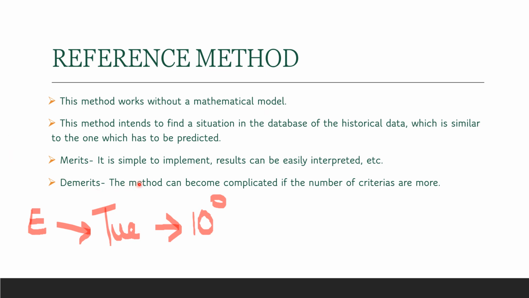The merit of this method is that it is very simple to implement. The results can be easily implemented. The demerit of this method is that if there are more criteria, then it will get complicated and it will be tough to use this method. Here the criteria were few, so we went to the past data and found the exact match. But if you put on more criteria, this method is going to turn out to be really tough. That is the disadvantage of using this method.